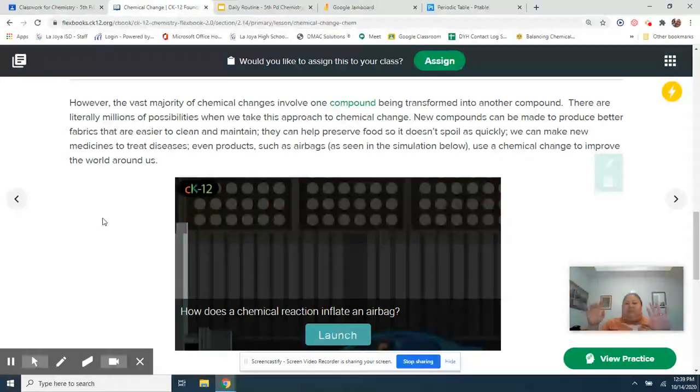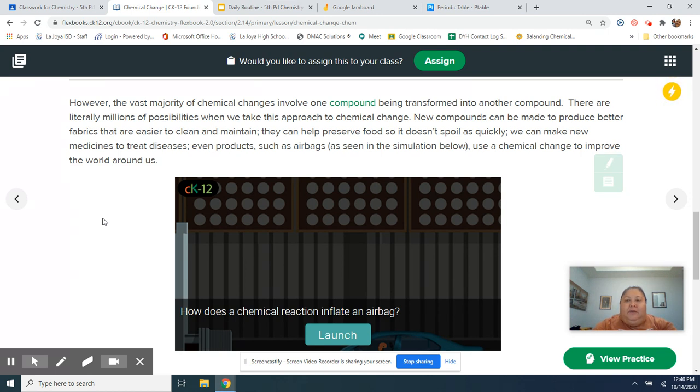Remember when we talked about double replacement reactions? When you have two couples, two compounds, they can switch partners and create new compounds, right? That is a double replacement reaction. And double replacement reactions have millions of possible ways to exchange elements to create new compounds.